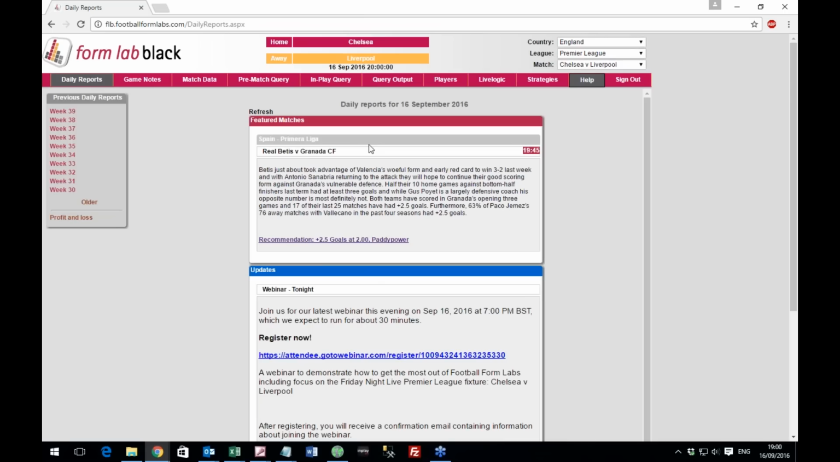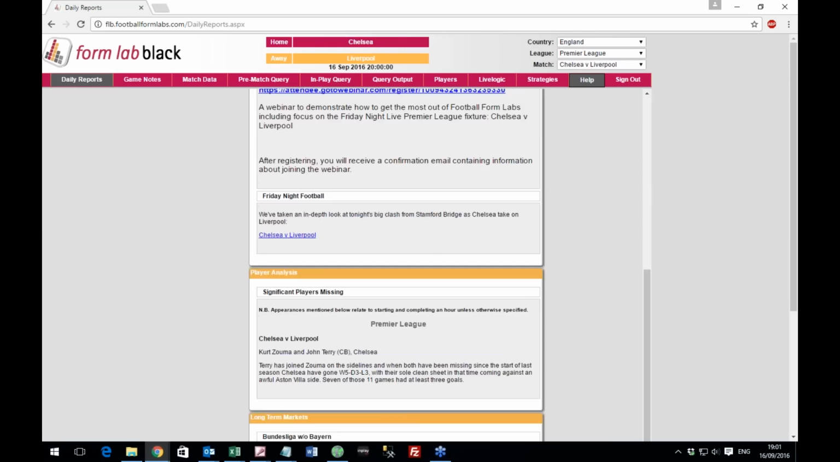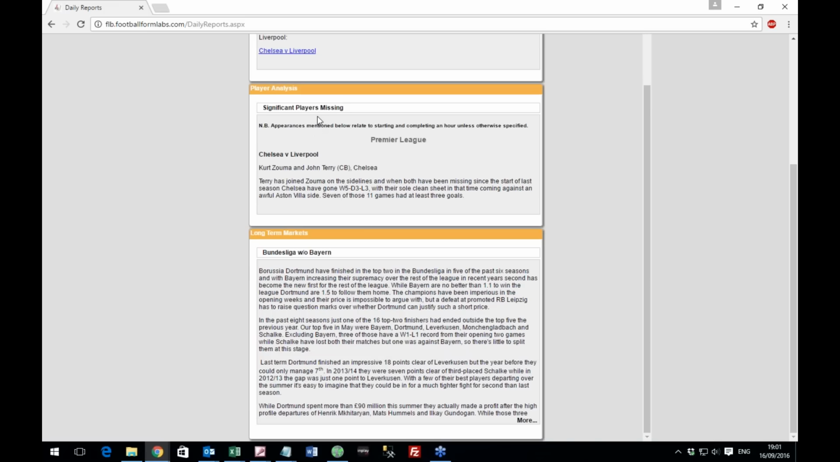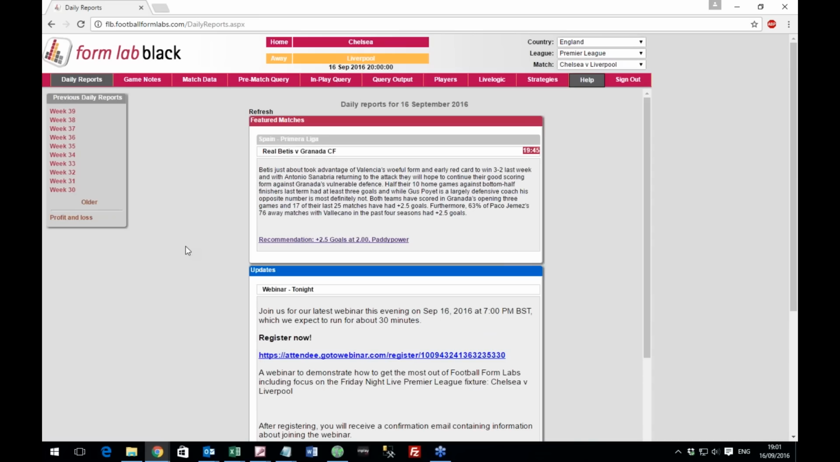Our daily reports is a landing web page where you can see all of the editorial that we've put up for the day's matches that are going on. This can vary from some strong stats that we like to our daily recommendations, which we keep a running track record of our profit and loss, to other things like player information, significant players we're missing, or a long-term market below. We're going to come back to daily reports in a little bit, but I'll just guide you through the tabs on the top.